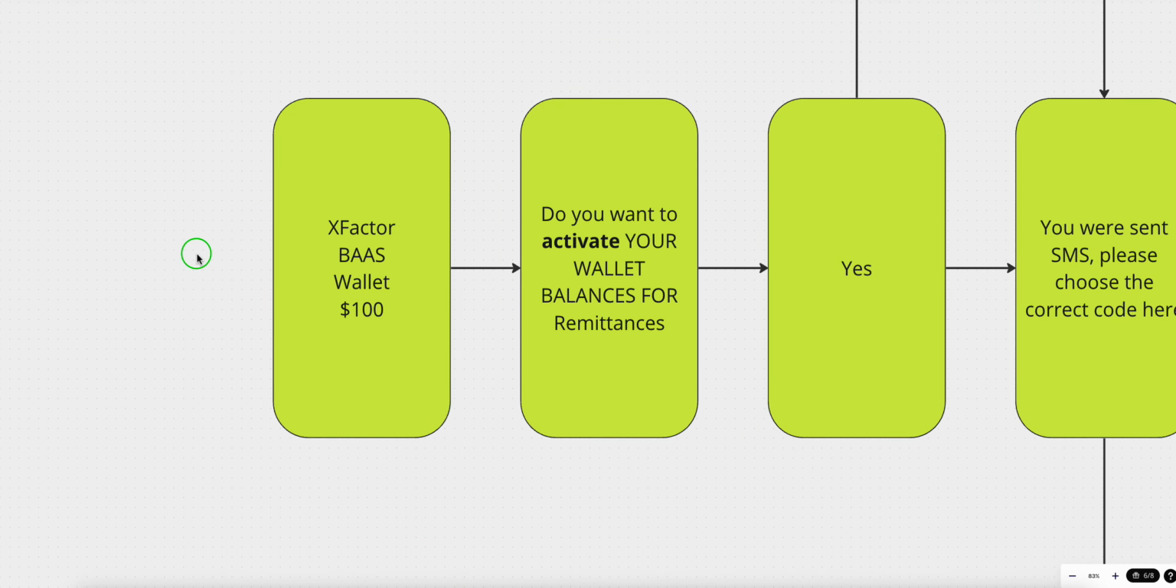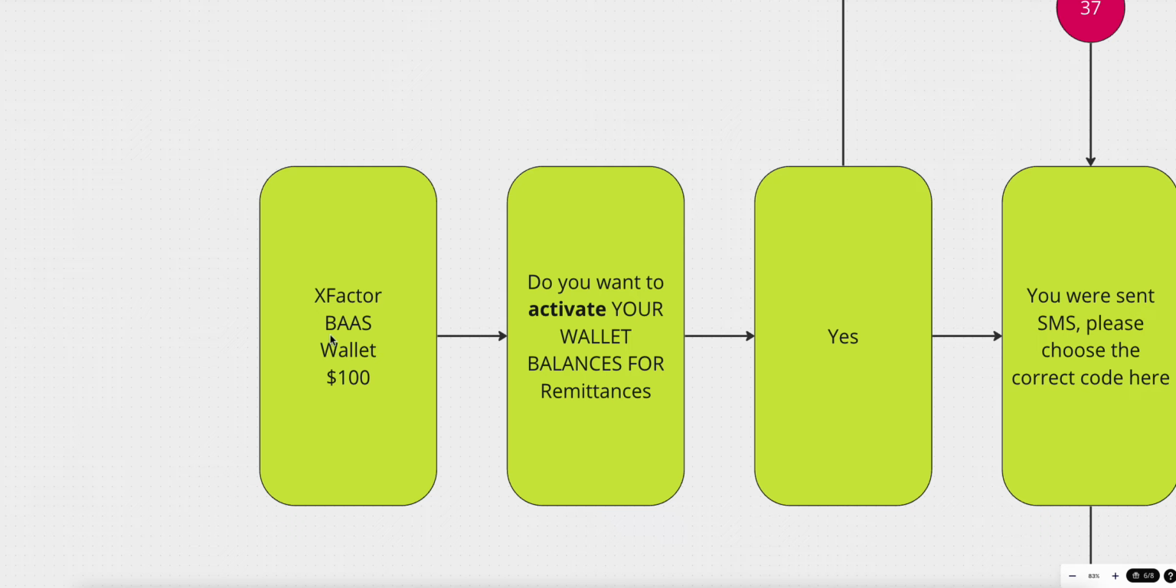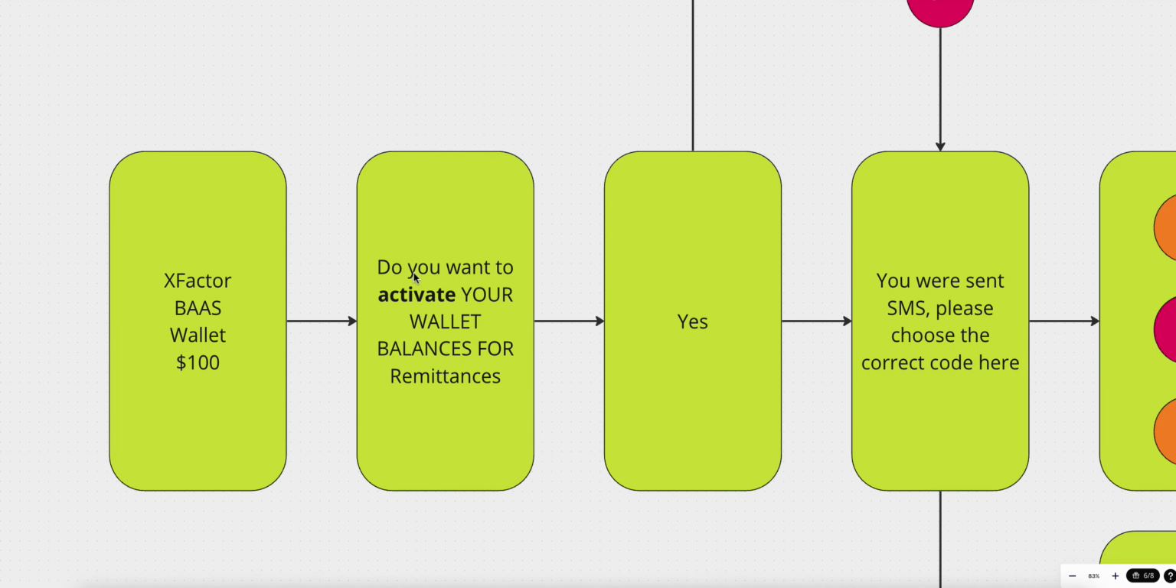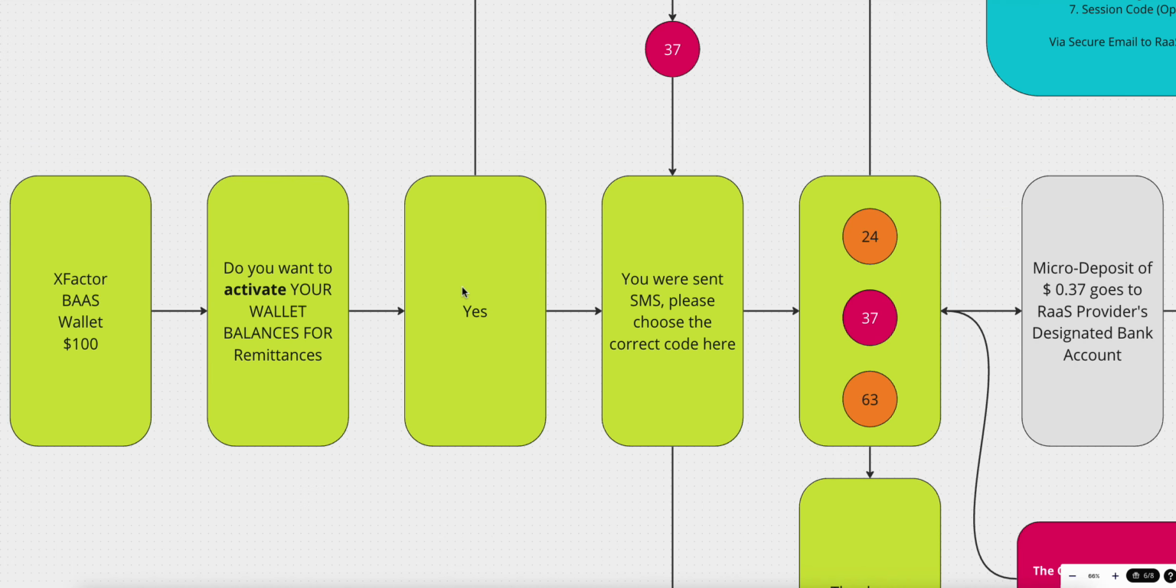So let's say you have an institution called X Factor, right? And they have a banking as a service wallet and it has $100. The question asked is, do you want to activate your wallet balance for remittances? You say yes. And when you say yes, we are now going to try to tie this information that you are the owner of the wallet, that you understand that you have control over this wallet, and you're working with an institution that has already KYC'd you, and we're going to try to connect this to the Remittance as a service provider.